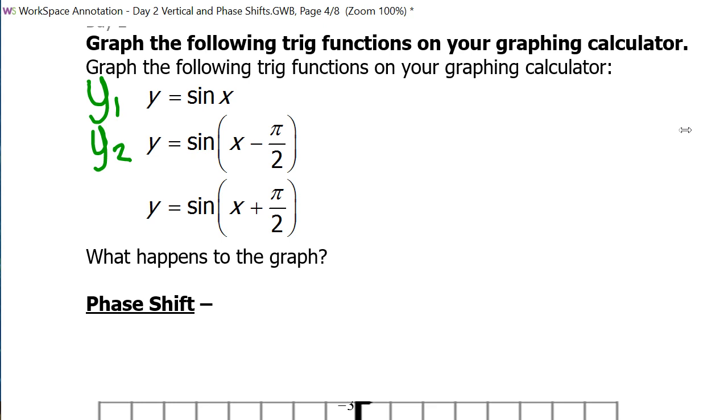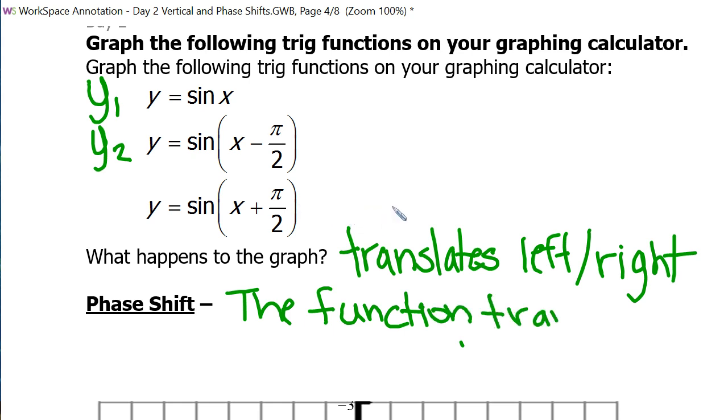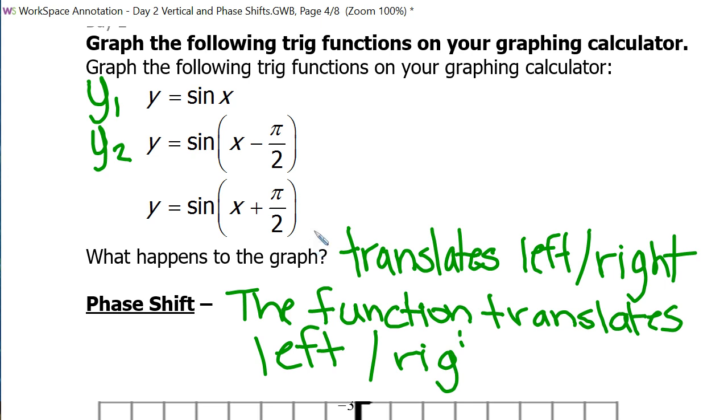Cosine is just a horizontal translation of the sine function, or vice versa. Okay, so what happens to the graph? Translate left or right. Same thing for the phase shift. The phase shift takes your function and translates it left or right. So both of those questions have essentially the same answer. If the value that's being added or subtracted is inside the grouping symbol, it moves that function left or right. We ready?